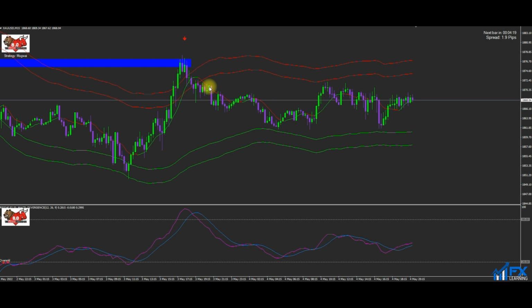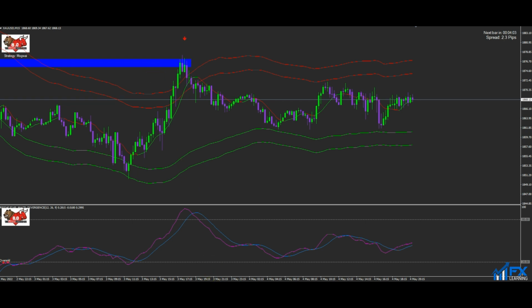Now, what we want to do is to see if that signal is with the trend or against the trend. Just because we've got a signal, just because the MACD has gone overbought, and just because it's at a support and resistance area doesn't necessarily mean it's going to win. We want to look at the bigger picture.